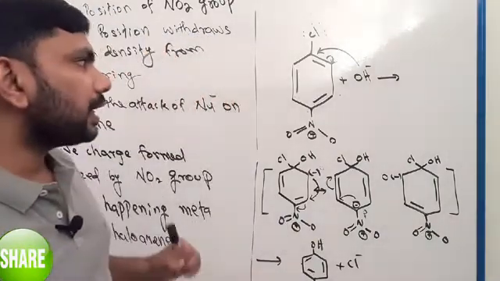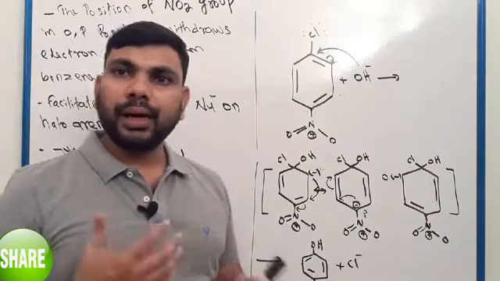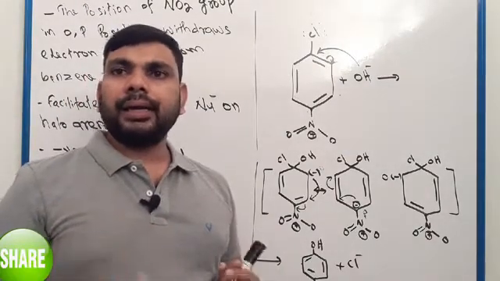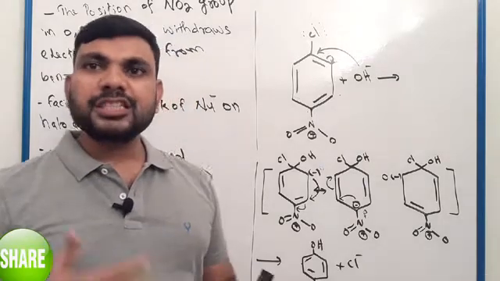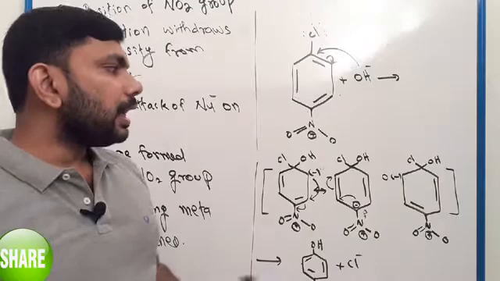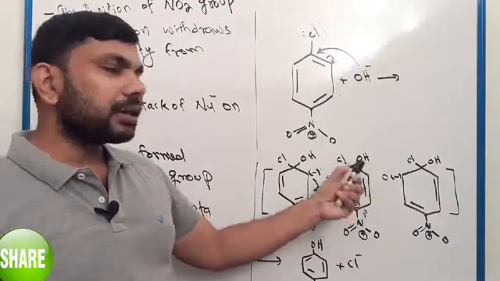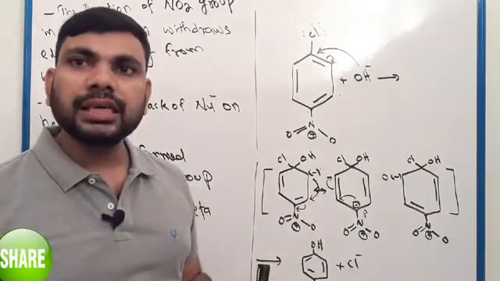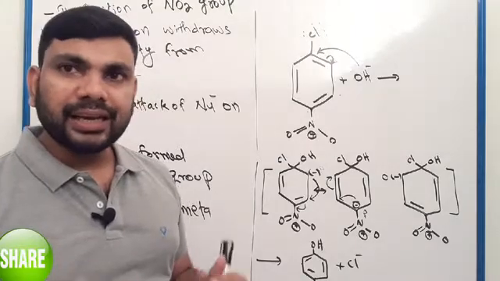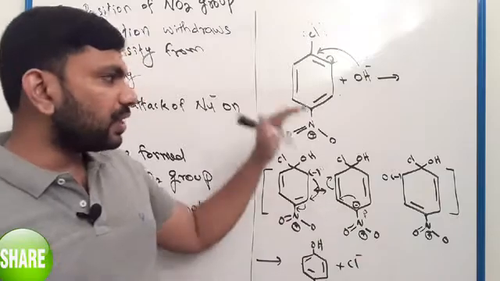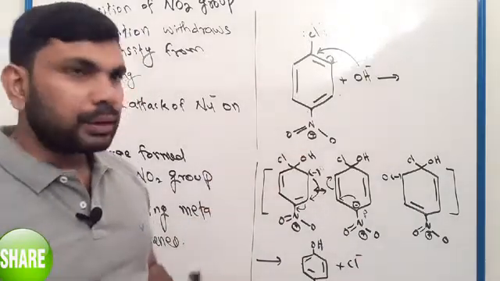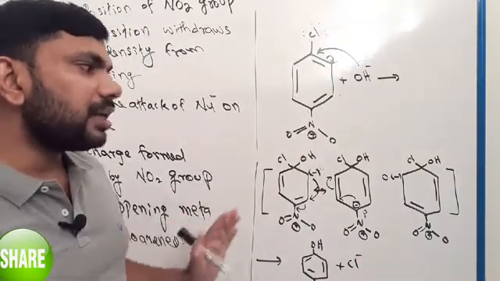Here we can say why an ortho or para substituted electron withdrawing group speeds up the rate of reaction, and a meta substituted electron withdrawing group does not increase the speed of reaction. We can explain based on this resonance structure. To explain this, you first draw this resonance structure. Based on the resonance structure you can explain this.